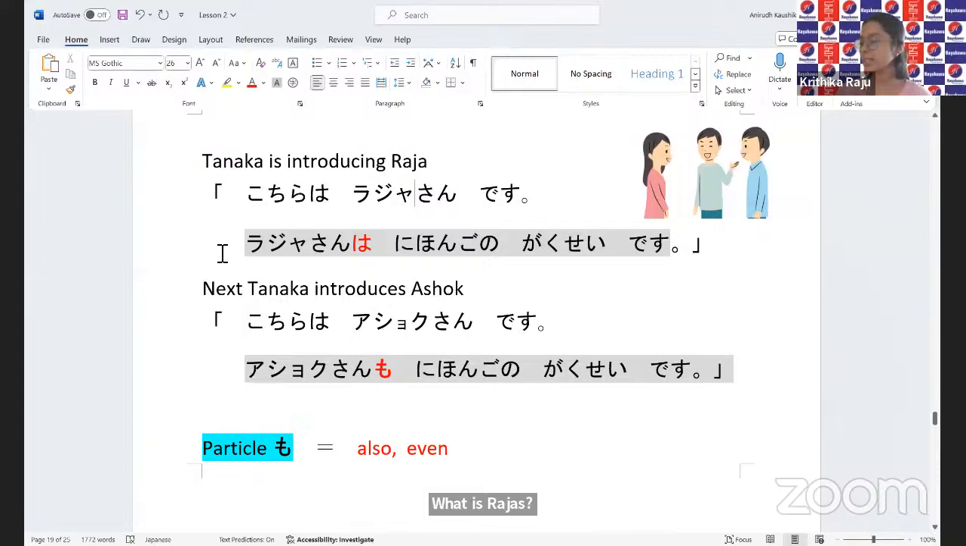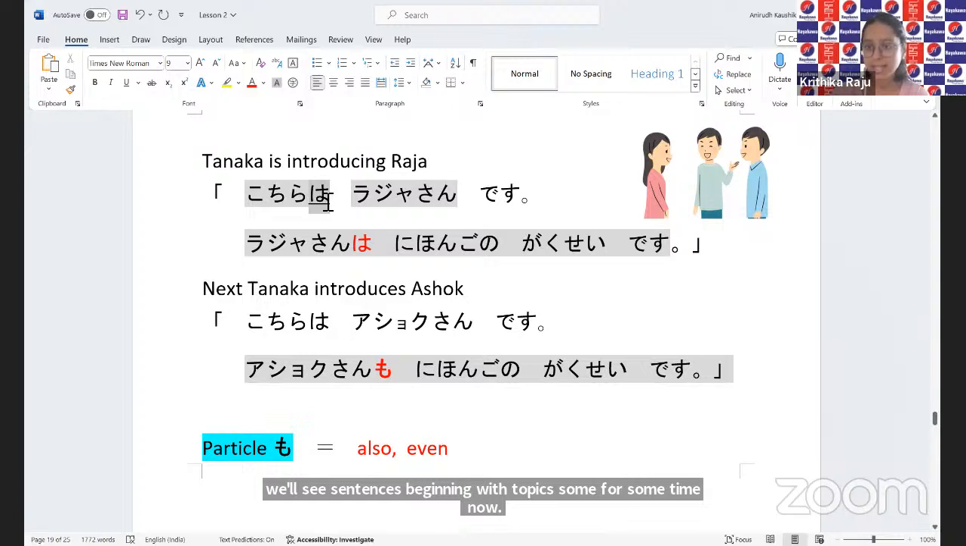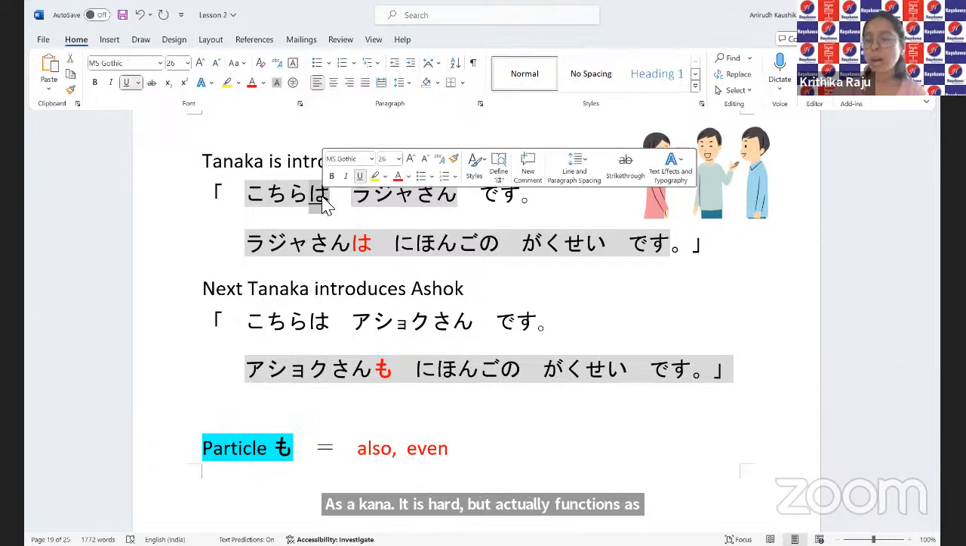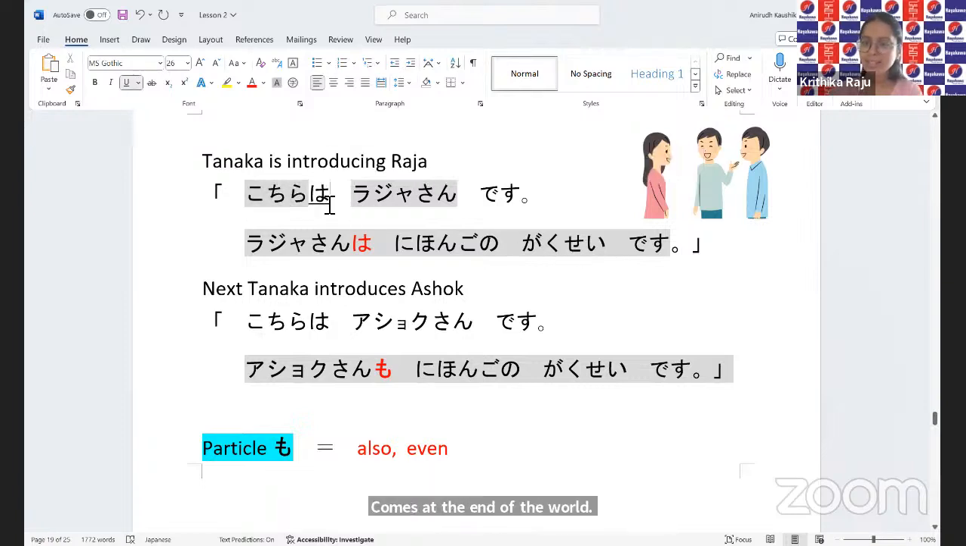Sumimasen, Sensei. Sorry to interrupt. I have a lot of confusion with ha and wa. Both sounds are the same for ha also and wa also. Yes, in kochira wa it is the same kana that you use. In this sentence, the ha is used as a kana, right? It comes after a word, before another word. When you have anything in between two words, it is a particle. And so far we have learned the topic marker. We have not seen a lot of other particles. Mostly we'll see sentences beginning with topics for some time now. So here, as a kana it is ha, but it actually functions as a particle, so its pronunciation is wa. It comes at the end of the word, so usually you can understand that it is the particle.